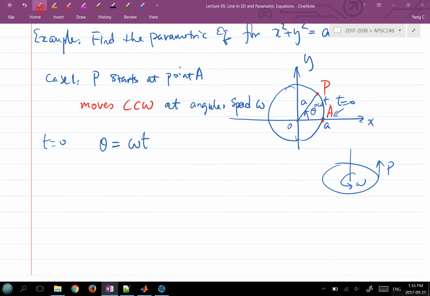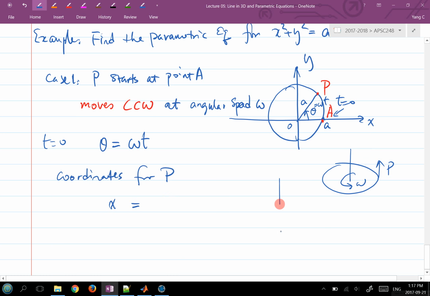Then what we're looking for is a parametric equation for the point P. Well, parametric equation is basically the coordinates for the point P, isn't it? You know, x of t, y of t, that basically is the coordinates for the point P. So what is the coordinate for the point P at this moment?